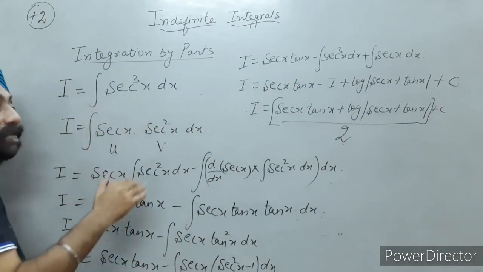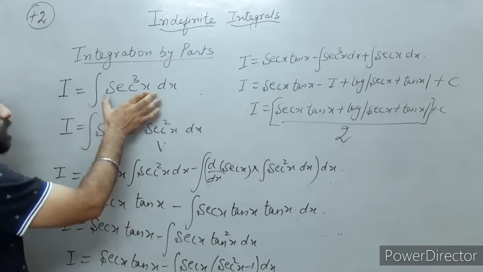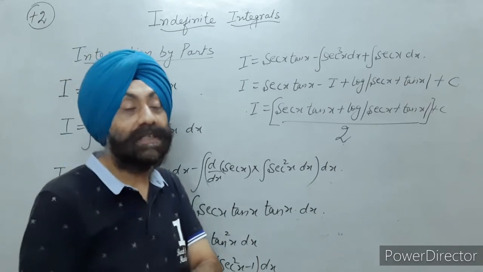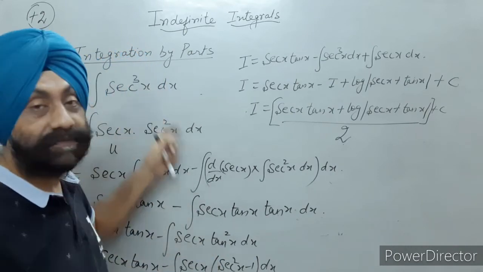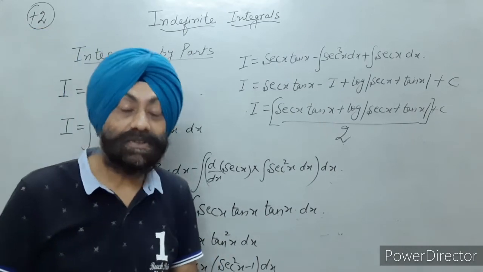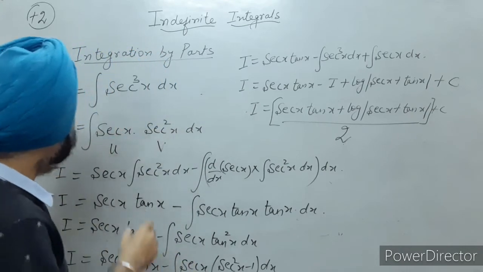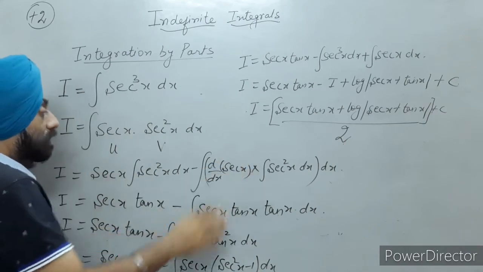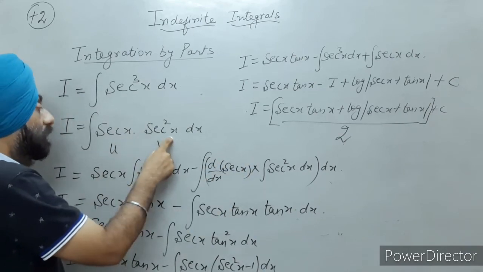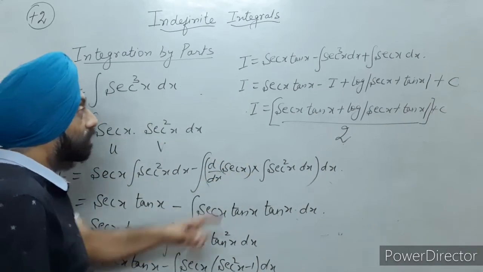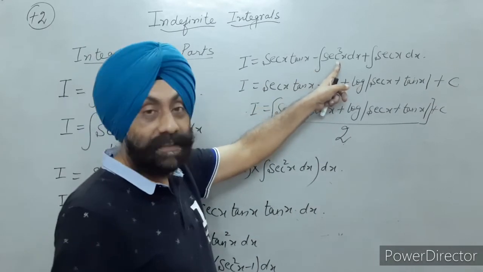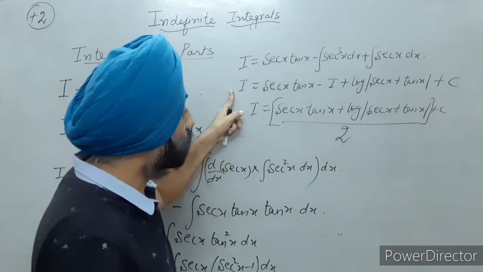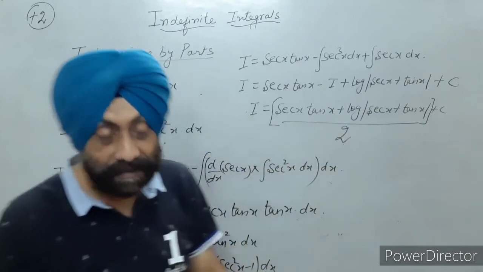It was a bit different question in which only secant cube x was given, a trigonometric function. I didn't have any algebraic function or any logarithmic function or any other function. So what I did, I broke this into secant x into secant square x. This is u, this is v. Then solved it. I got this value. This was again a repetition, that is minus I. I took this I to this side. It becomes 2I. Rest is your answer.